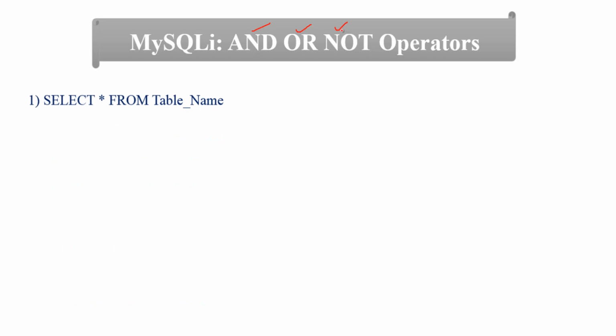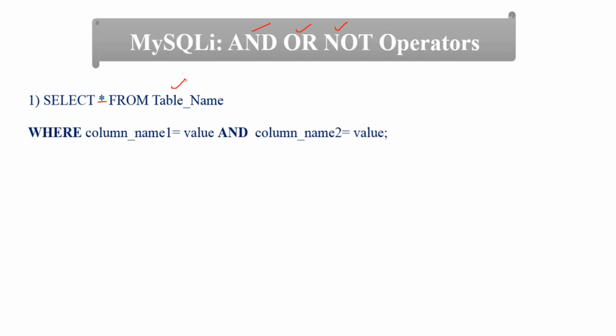So first of all, select all the fields, static means all the fields from this table. The table name you have to mention. Where clause: if column 1 value is this one and column 2 value is this one, if both are true, or both values exist in the database, then the result should be displayed. The record should be retrieved from the table and displayed to the user.